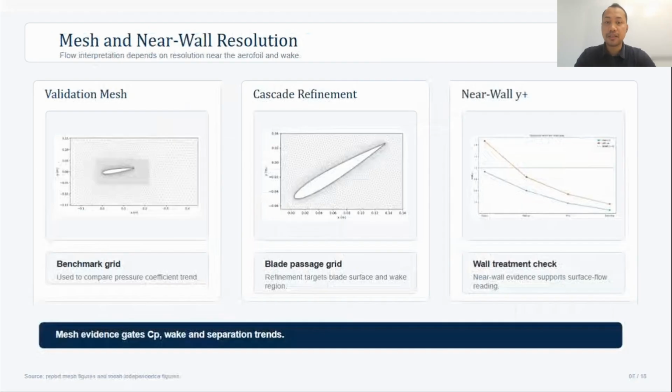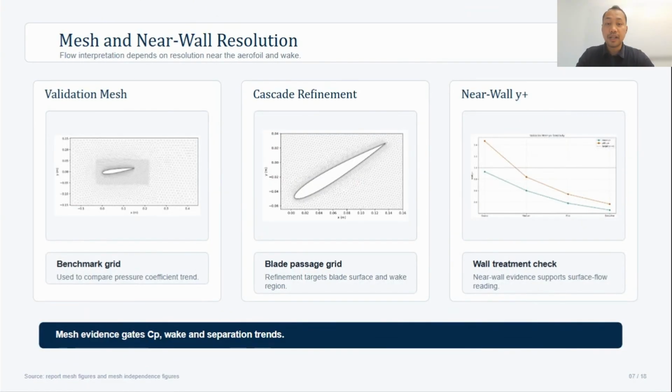So this is the mesh strategy. We focus on the regions where the flow changes more strongly. Near the leading edge, we refine the mesh to capture the strong pressure gradient and the local acceleration near the blade wall. And near the blade wall, boundary layer refinement was used because the wall shear and near-wall behavior are important for interpreting the possibilities of separation.